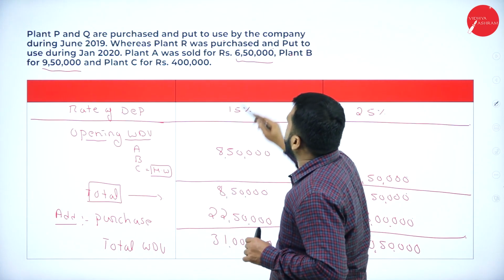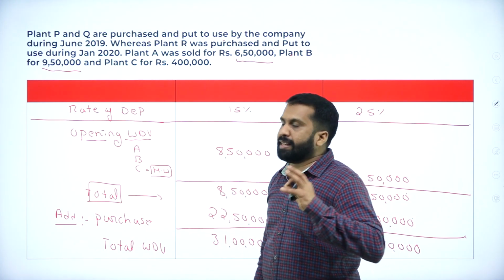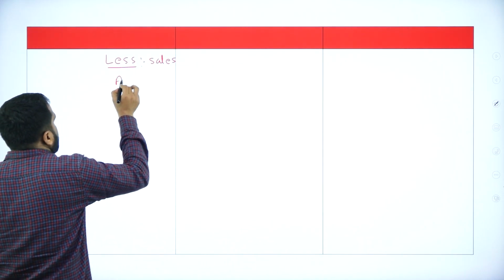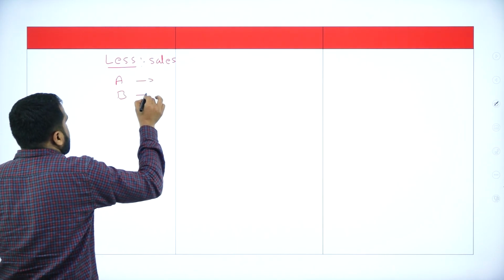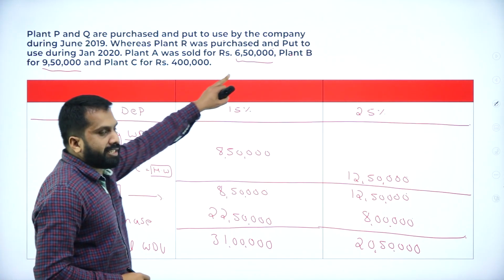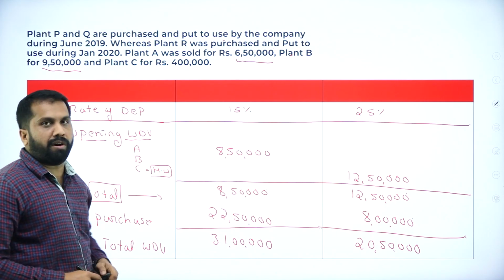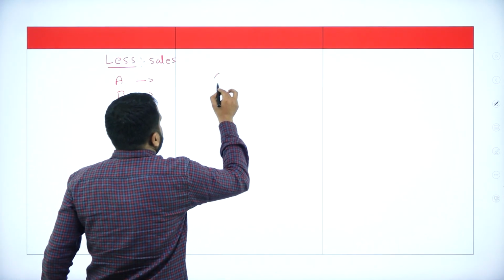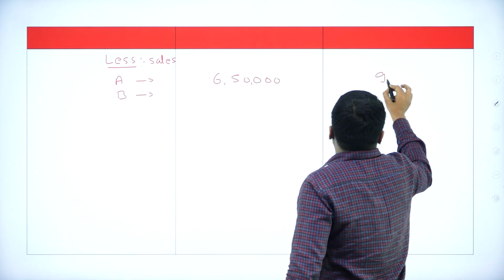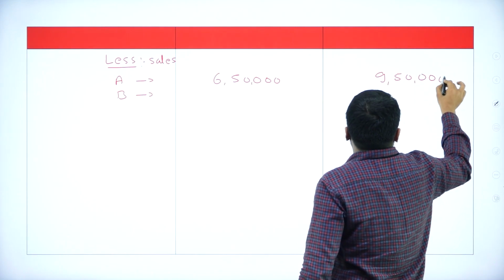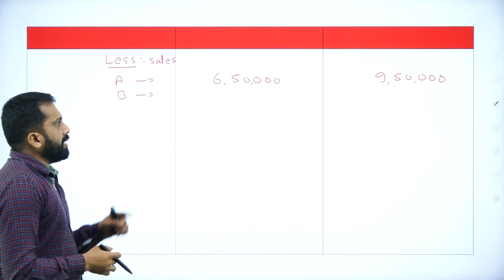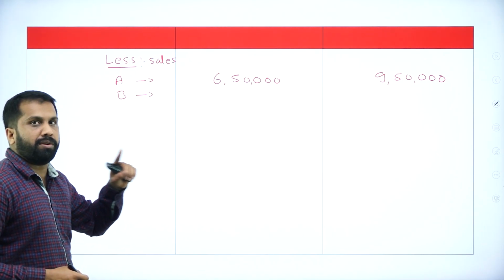Now, A was sold for 6,50,000, first one, and B was sold for 9,50,000. A sold for what value? 6,50,000. B sold for 9,50,000. Now, sales. In this A and B, I'm taking only A and B. At what price is it sold? First one it is sold for 6,50,000 and second one it is sold for 9,50,000. So it will be 6,50,000 and 9,50,000. And we are not doing C. As I told you, C will be homework for you.